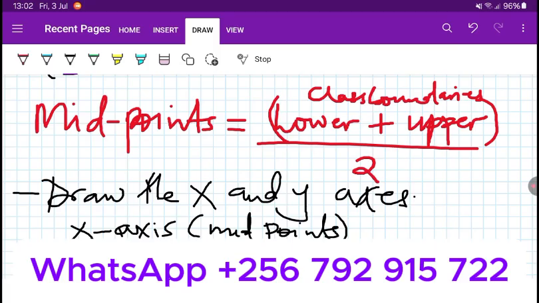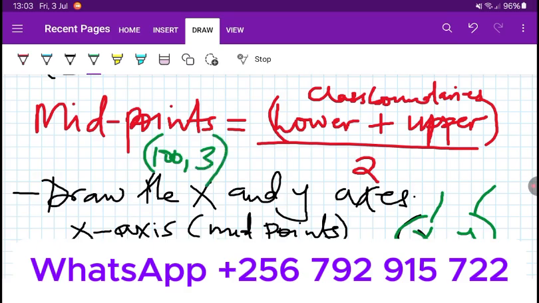So remember, when you are plotting any of the coordinates, we always plot the x and then the y. That's why we are saying this is the x-axis, this is the y-axis. What is on the x-axis are the midpoints, and what's on the y-axis are the frequencies. So we shall have a midpoint, let's assume it is 100, with a frequency of, let's say, 3. We plot like that. You first look at the x-axis, you pick 100, then you go on the y-axis, then you pick a 3.